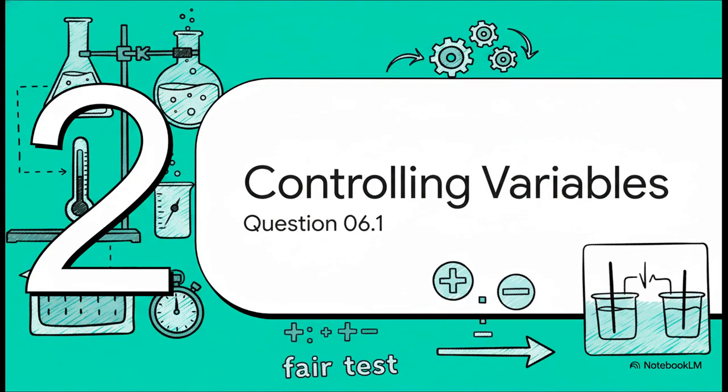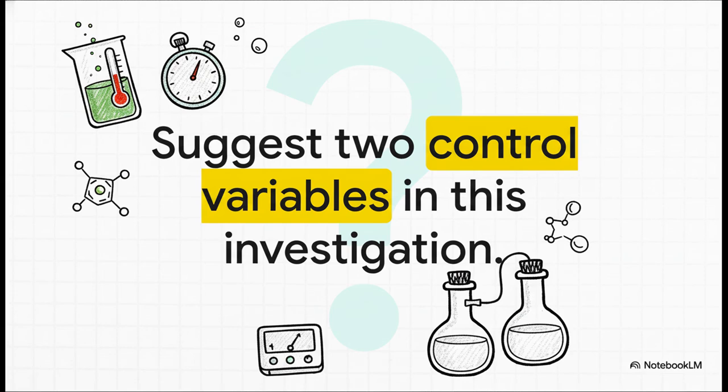Okay, let's get into the first actual question. This is all about good science, making sure the experiment is a fair test. And how do we do that? By controlling the variables. So the question is asking for two things that had to be kept exactly the same for every single metal they tested. What do you think? What could affect the voltage besides the type of metal?